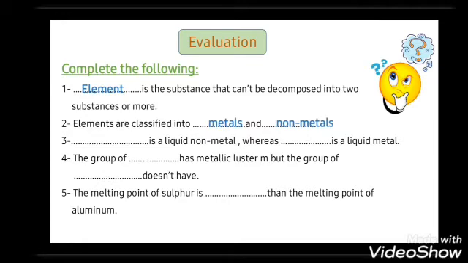Okay? Number 3. Which is a liquid non-metal? Bromine. Which is a liquid metal? Mercury. Number 4. The group of metals has metallic luster, but the group of non-metals doesn't have. Number 5 and last one. The melting point of sulfur is lower than the melting point of aluminum. You have to know that sulfur is non-metal and aluminum is metal. So sulfur is lower than melting point of aluminum.